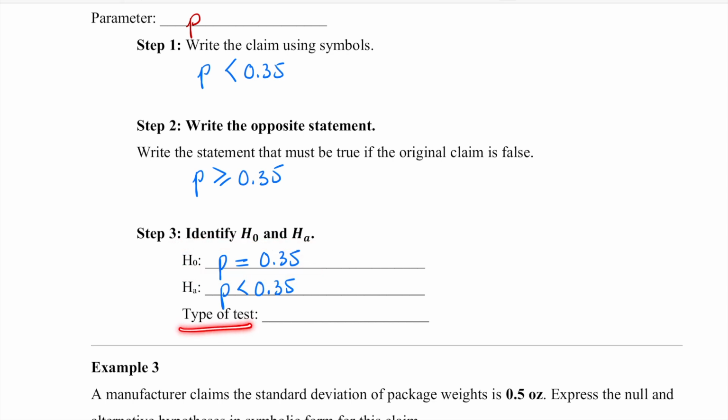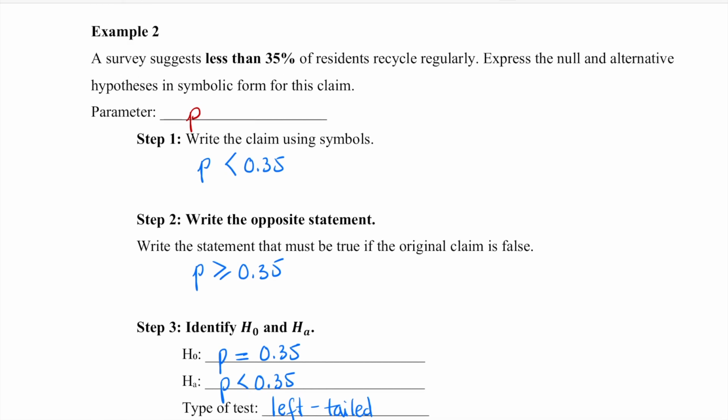For the type of test, I look at the inequality sign in HA. Since the alternative hypothesis uses a less than symbol, this is a left tail test. Notice that the process didn't change. The only thing that changed was the parameter. We use p here instead of mu because the claim is about the population proportion.